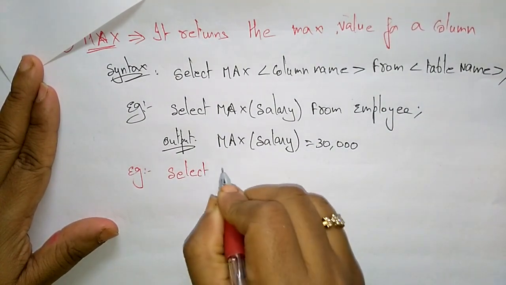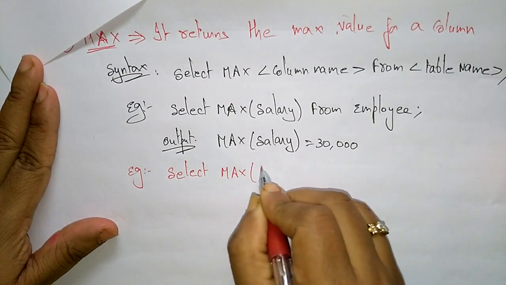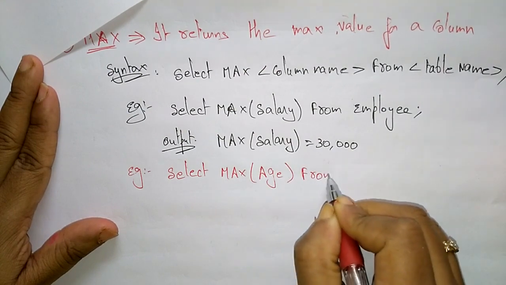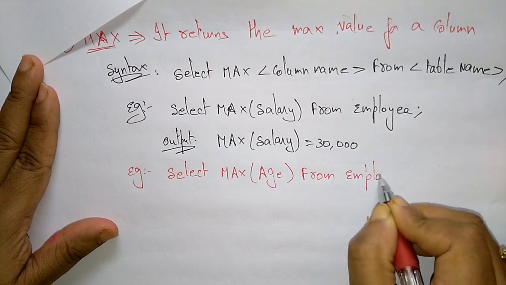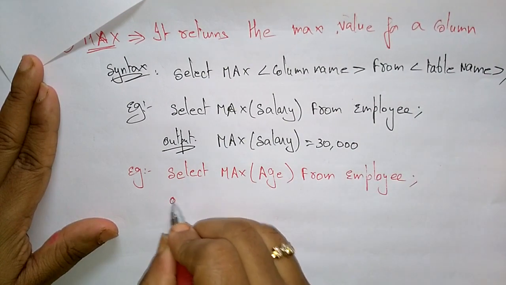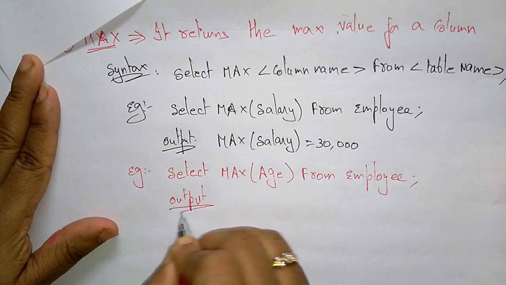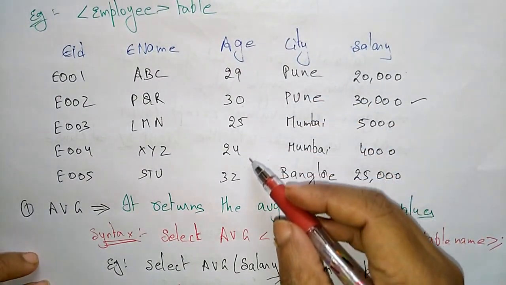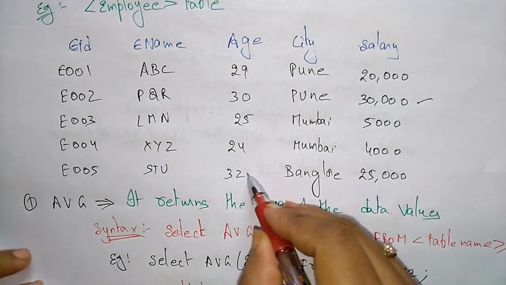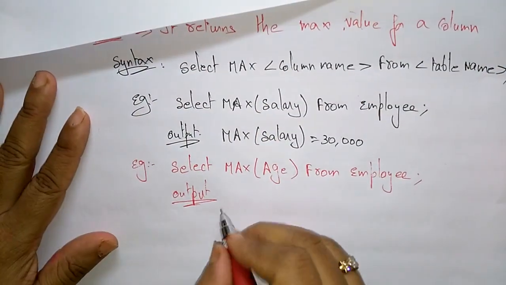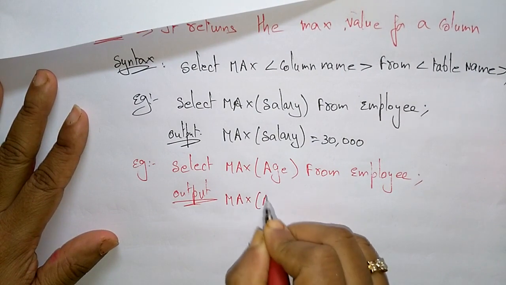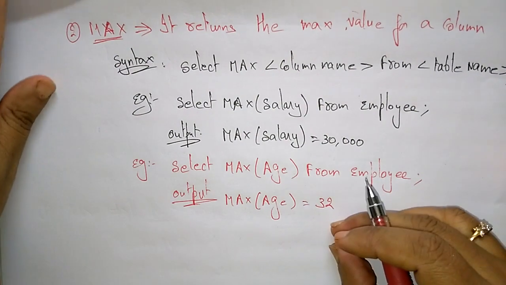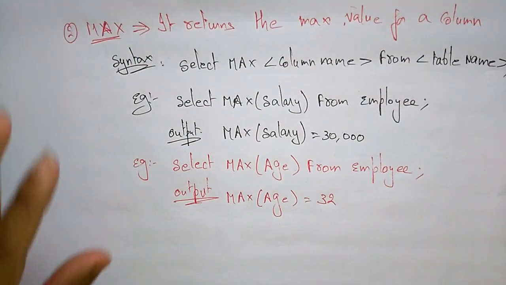Or else you can write another example. For finding the maximum, I am taking another column. Select maximum of age from employee. What will be the output? What is the maximum age here? 32 is the maximum age. So the answer is maximum age equal to 32. The maximum value will be displayed as the output.